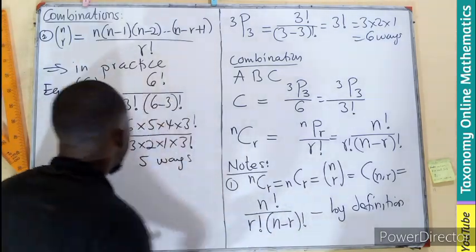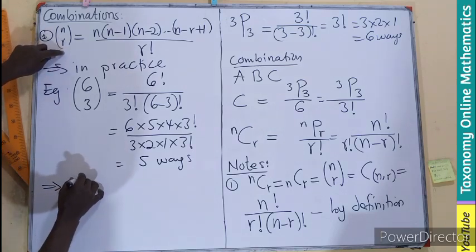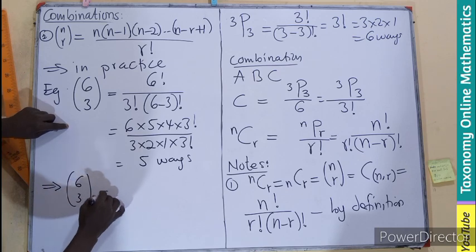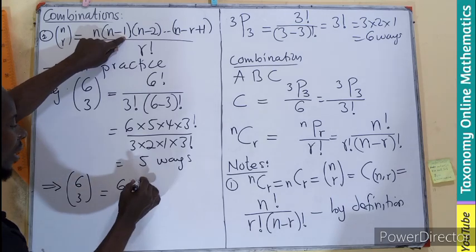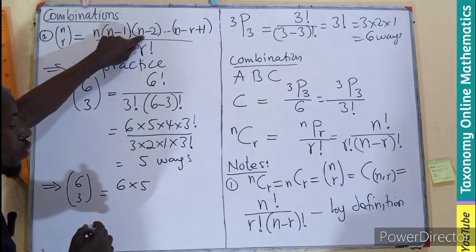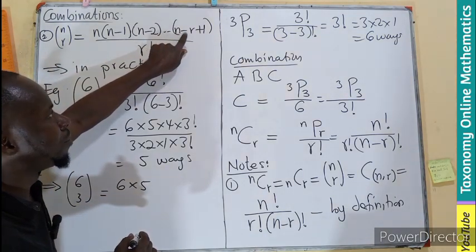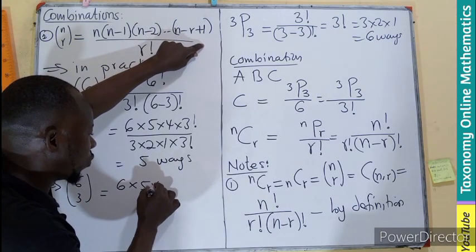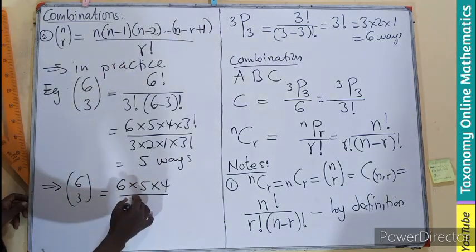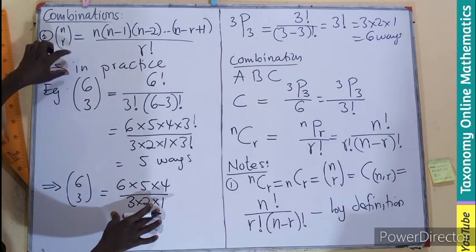This is by definition. How about by practical? So by practical way, what are we saying? We are saying that you have 6 combination 3. Yours is to just have the 6 times 6 minus 1. That is 5. You know it? Minus 2. That will be 3. Up to this number. What is this number? N minus R. Meaning 6 minus 3. And 6 minus 3 will give you what? 3 plus 1, 4. So this is 4 divided by 3 factorial, which is 3 times 2 times what? 1. That is the practical application.